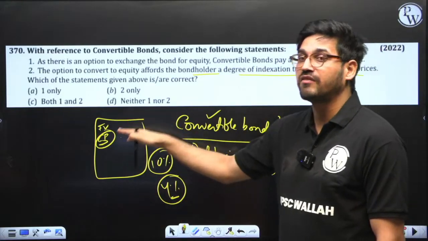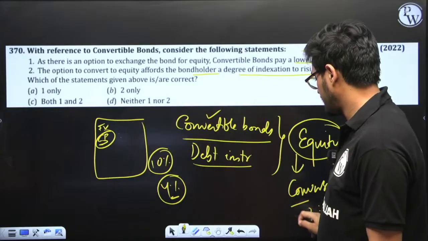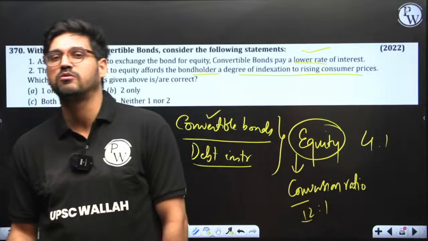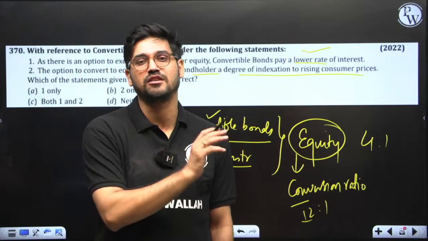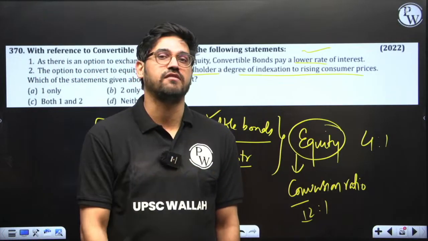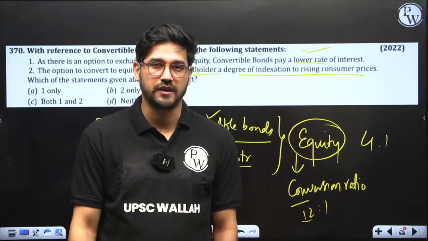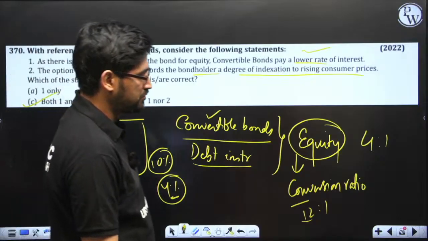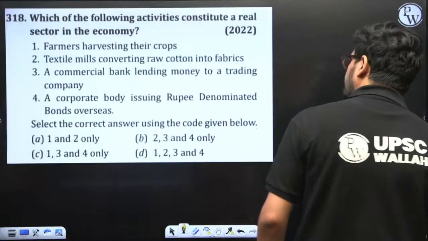However, if you convert this bond into a number of shares, if you get 12 shares in exchange for this, the prices of those shares would have obviously risen in an inflationary environment. Normally that would have been the case. So the answer for this is both 1 and 2. Let's move to the next one.